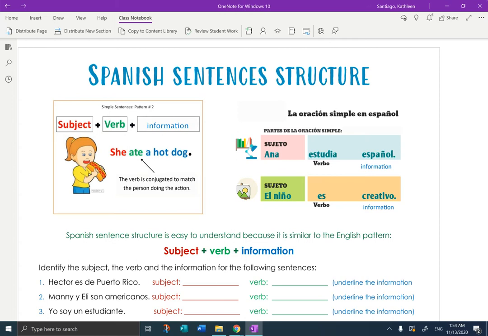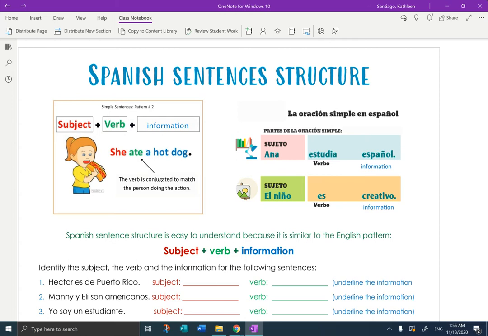Partes de la oración simple. So oración, think about an orator or is a person that speaks. So an oración is a sentence. Parts of a simple sentence. So we've got the sujeto, Ana, that's your subject. Estudia, studies, the verb. And then español, what does she study? That's the information. The next one, we have a sujeto, el niño, and then the verb.